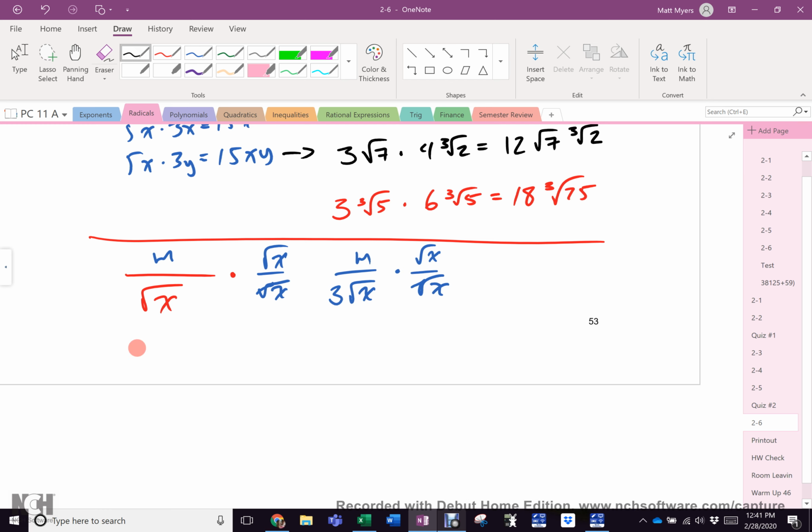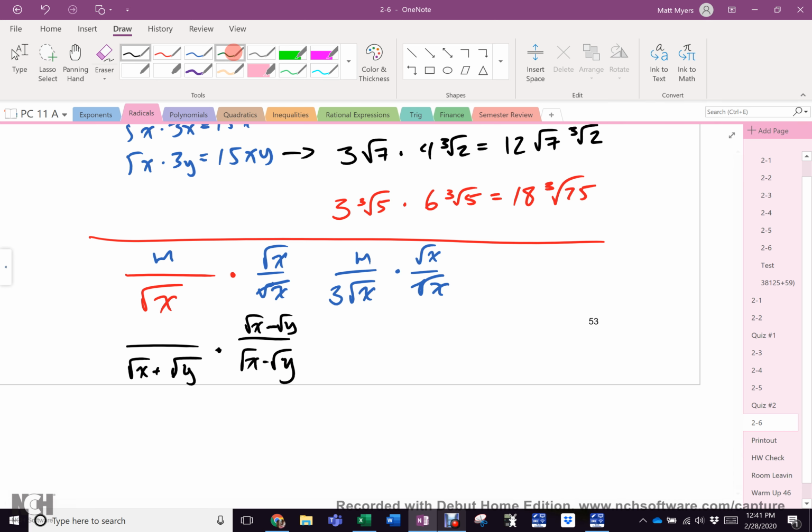Okay. So what about this? X plus root y. Root x minus root y.